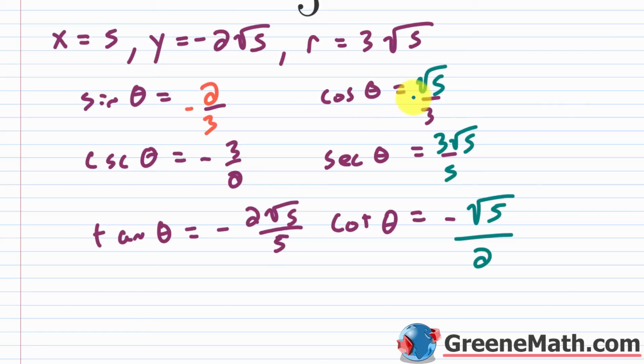For the cosine of theta, we have square root of 5 over 3. For the cosecant of theta, we have negative 3/2. For the secant of theta, we have 3 times square root of 5 over 5. For the tangent of theta, we have negative 2 times square root of 5 over 5. And then for the cotangent of theta, we have negative square root of 5 over 2.